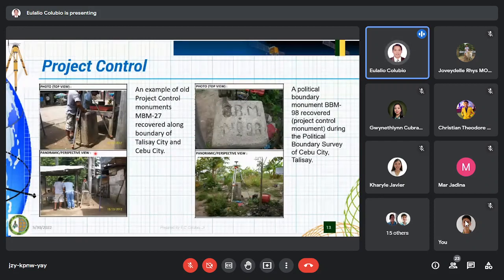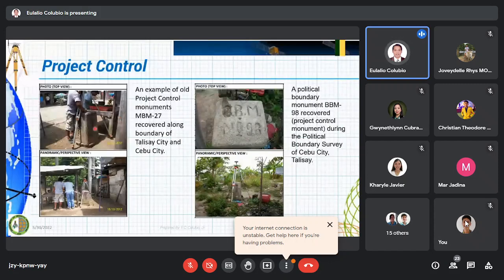So this was taken on October 16, 2012, when I was working in FF Cruz. We conducted a political boundary survey in Cebu City, Talisay, and Compostela, three towns adjoining each other. So here on the left is an example of IMM number 27, the boundary between Talisay City and Cebu City.